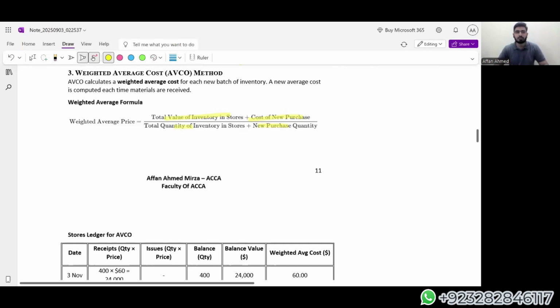Each time a purchase has been made, we take out a new average, and the new average rate is applied upon the units. So average rate is very important. If you miscalculate it, your weighted average cost is going to be a disaster for you, and it won't be a viable option to work upon. So ACCA calculates the weighted average cost for each batch of inventory. A new average cost is computed each time materials are received, or basically we can simplify it, purchases are made.